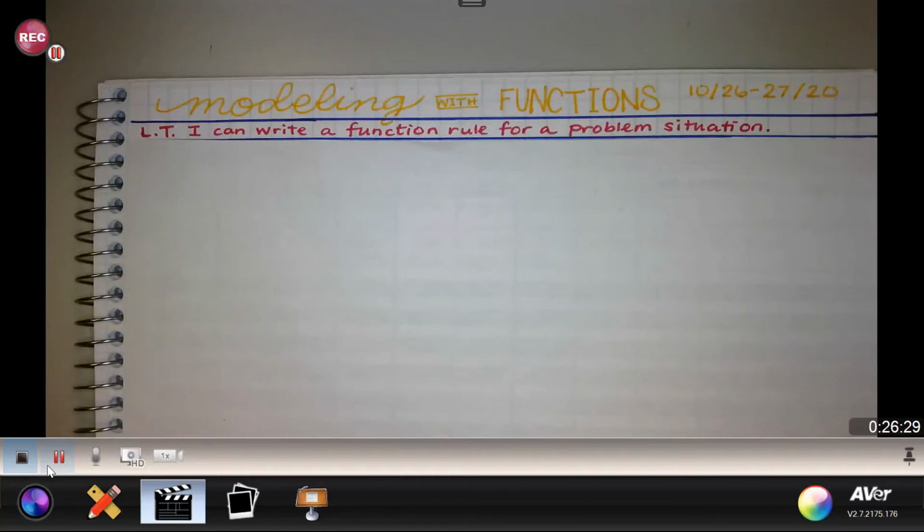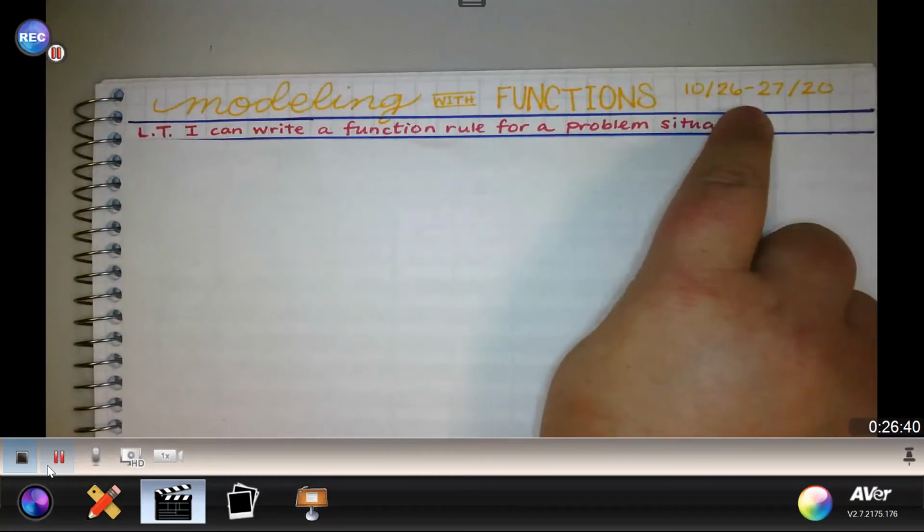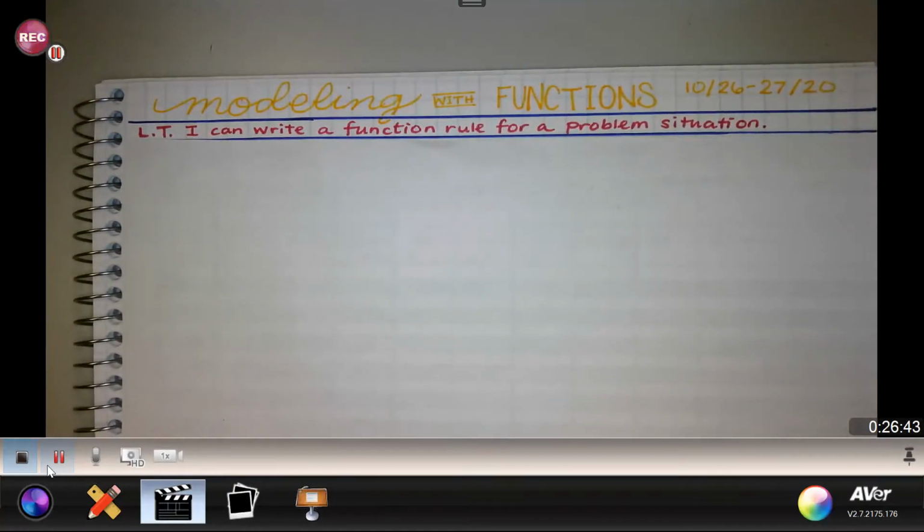Okay, so remember that this is the same day of notes, but I'm just giving it a new title and a new page. So I'm on page 19 now. The title is Modeling with Functions, and again, you can just pick whichever day your class actually is. And the learning target is that I can write a function rule for a problem situation.